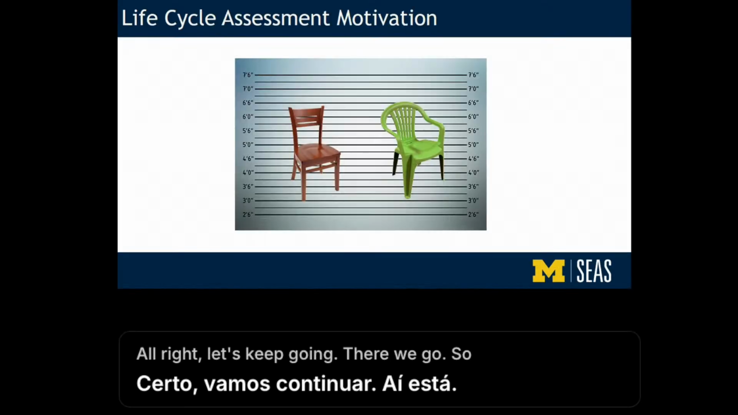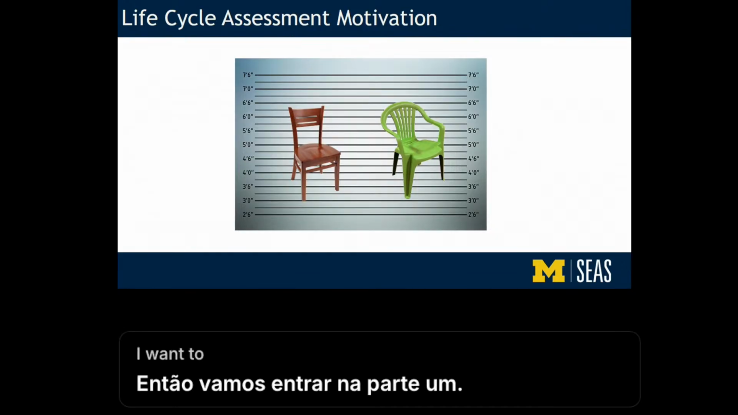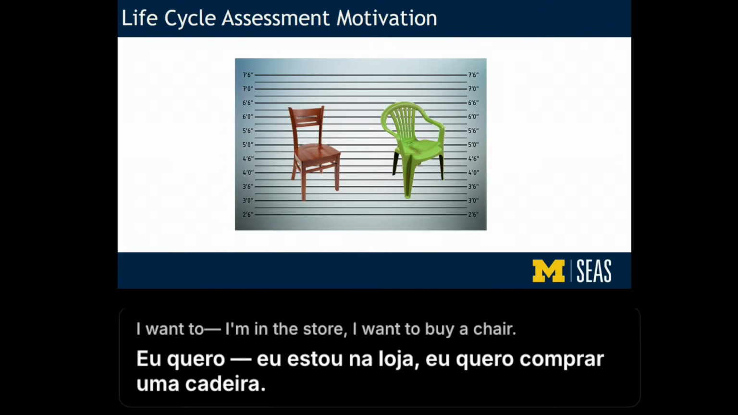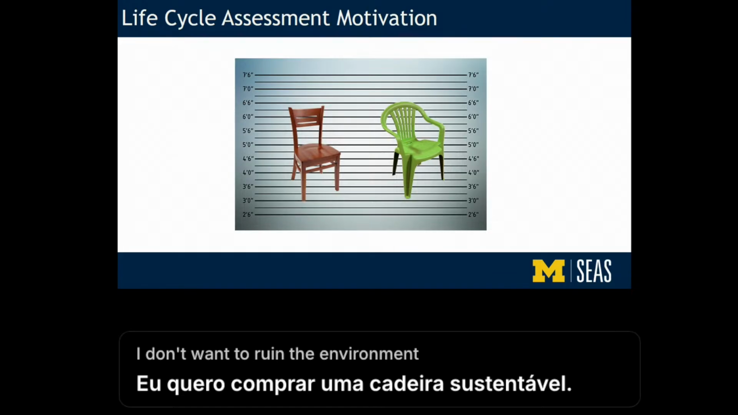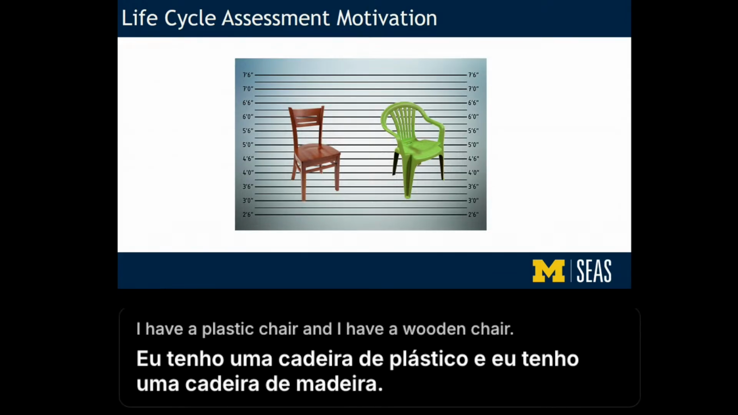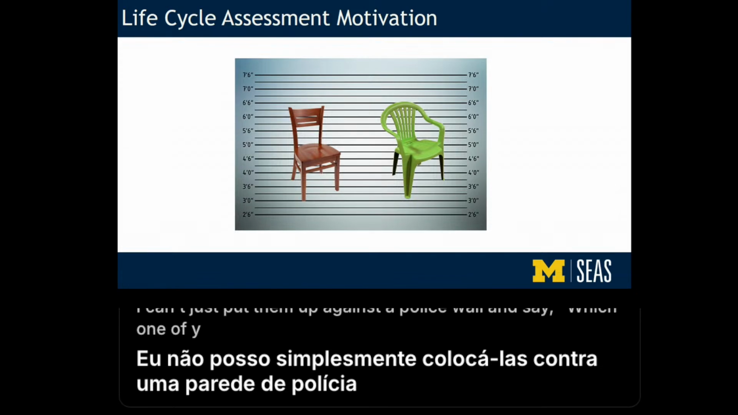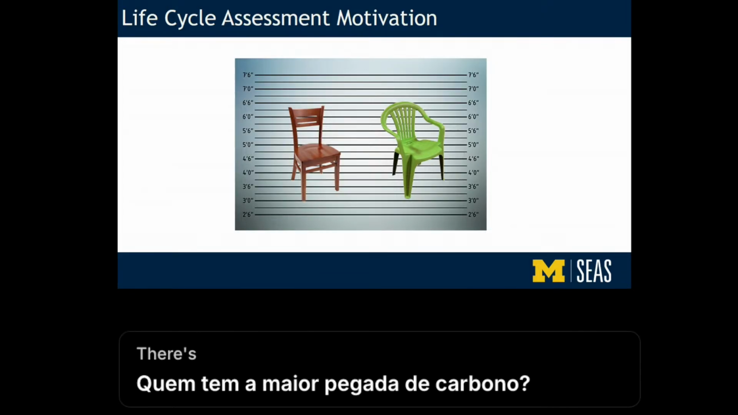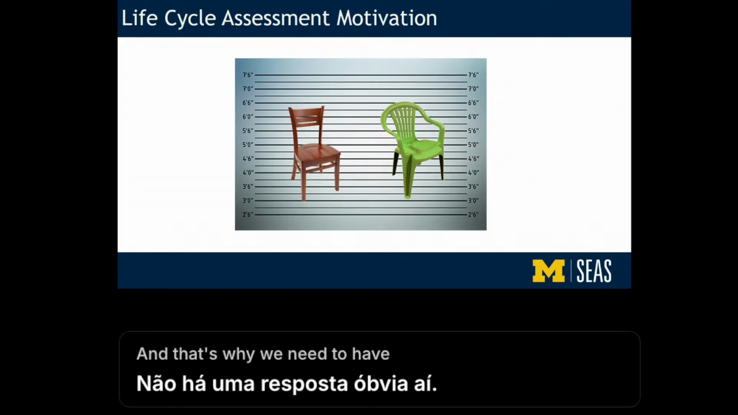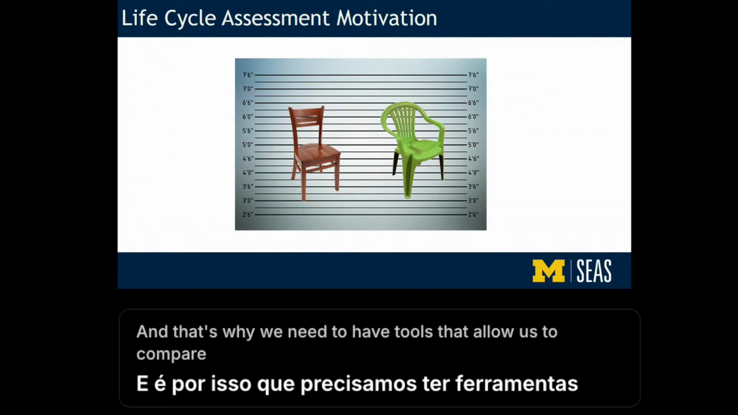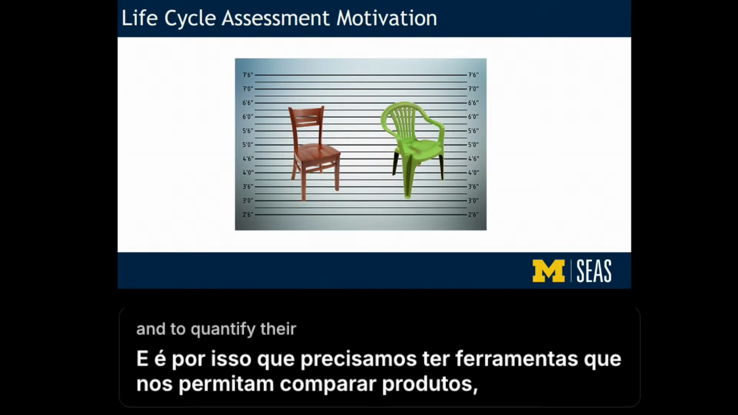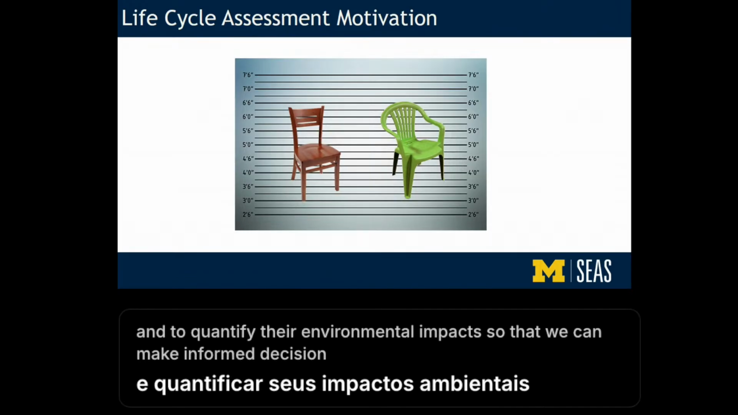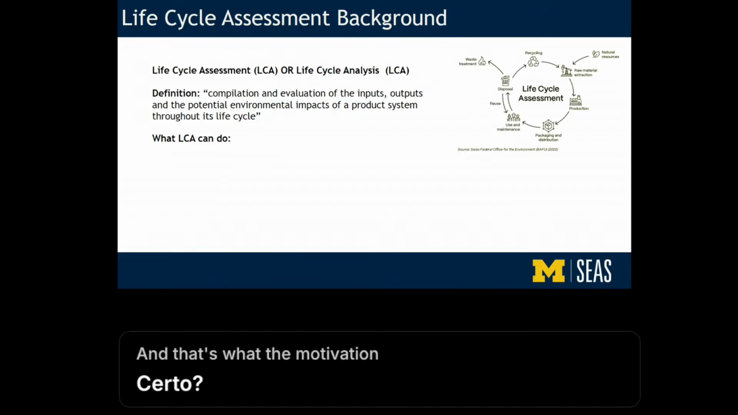Let's get into part one. I'm in the store. I want to buy a chair. I want to buy a sustainable chair. I don't want to ruin the environment. I have a plastic chair and I have a wooden chair. I can't just put them up against a wall and say, which one of you is better for the environment? Who has the higher carbon footprint? There's no obvious answer there. And that's why we need tools that allow us to compare products and to quantify their environmental impacts so that we can make informed decisions. That's the motivation for life cycle assessment.